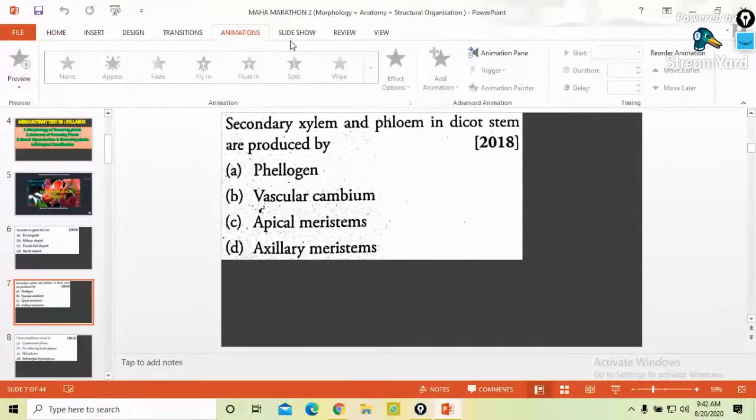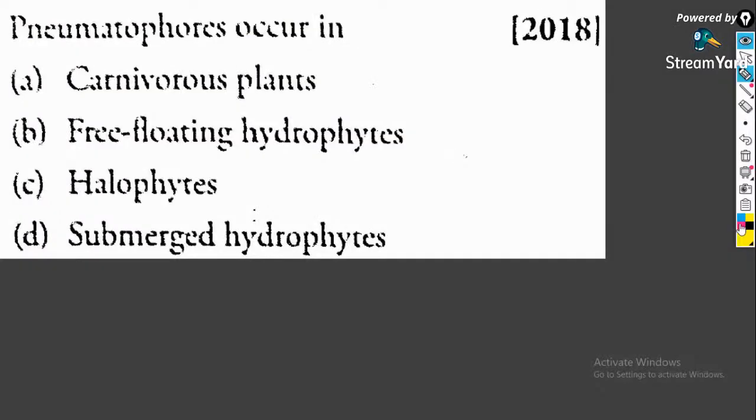Next question. Simple question from the chapter Morphology of Flowering Plants. Yesterday also I discussed about this. Pneumatophores occur in carnivorous plants, free floating hydrophytes, halophytes, submerged hydrophytes. Yes, your answers fast on the chat box. I hope everybody got the answer for the question. The correct answer for the question is option C, halophytes.